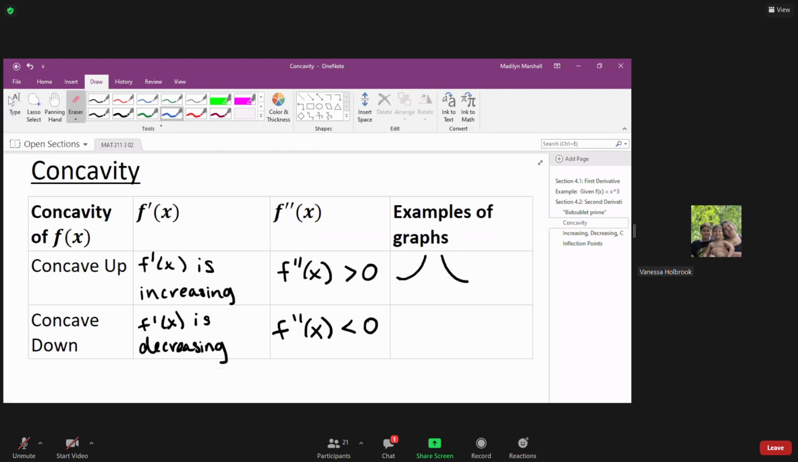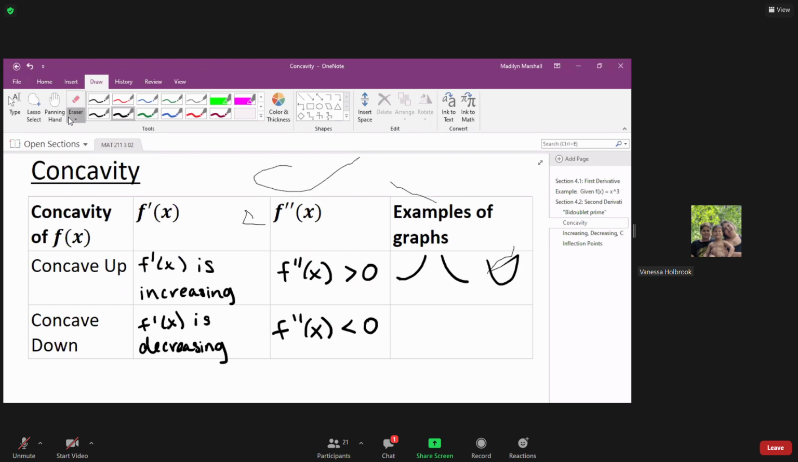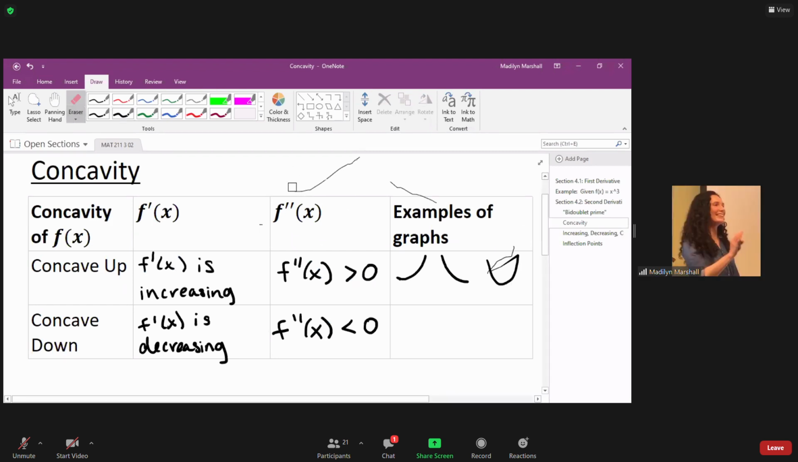And we can also have graphs that flip across the axis, and it doesn't matter. Is that kind of how it is? Sorry, my pen is drawing on its own for some reason.